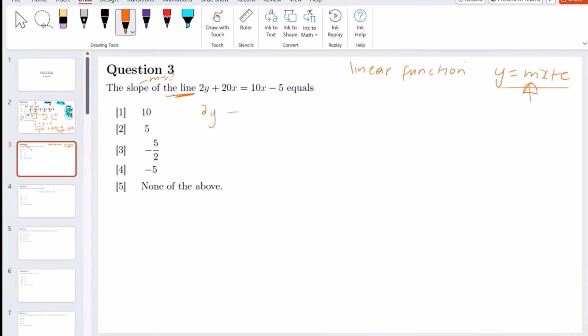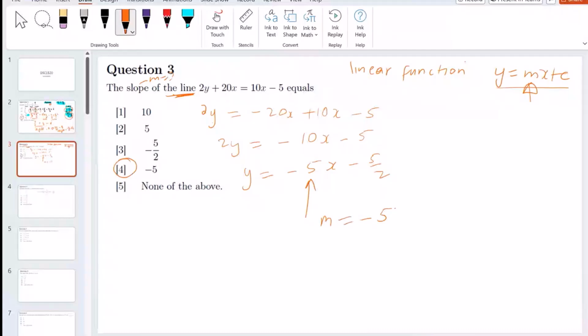You're going to have 2y is equal to minus 20x plus 10x minus 5. Okay, so 2y is going to be negative 10x minus 5. So divide by 2: y is equal to negative 5x minus 5 over 2. So this is your m. So your m is equal to negative 5. Okay, so now this becomes this.